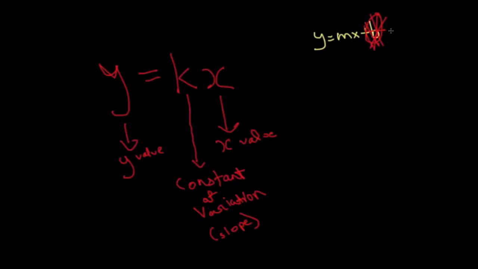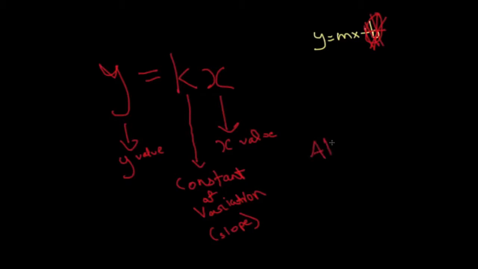So what does that tell you? If there's no y-intercept, what does that tell you about the equation? What point will it have to go through when x is equal to 0 if you have a direct variation equation? It'll have to go through 0, 0, right? So just note this thing down.